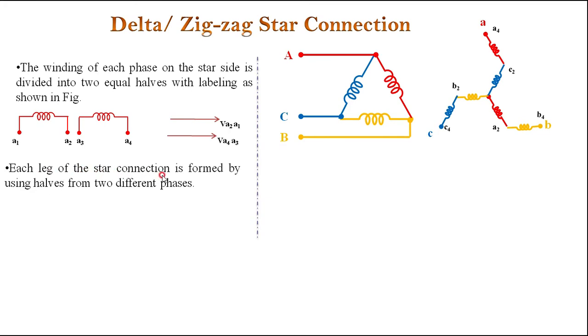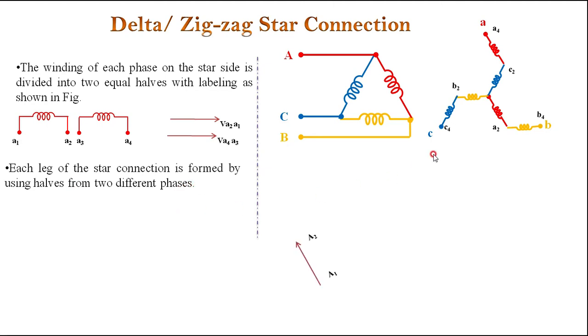Then each leg of the star connection is formed by using halves from two different phases. We know that this phase A comprises two different windings: half of A and half of C, whereas for the B phase we get a combination of phase A and phase B, and for phase C we get the combination of half of B and half of C. So each leg of the star connection is formed using halves of two different phases.